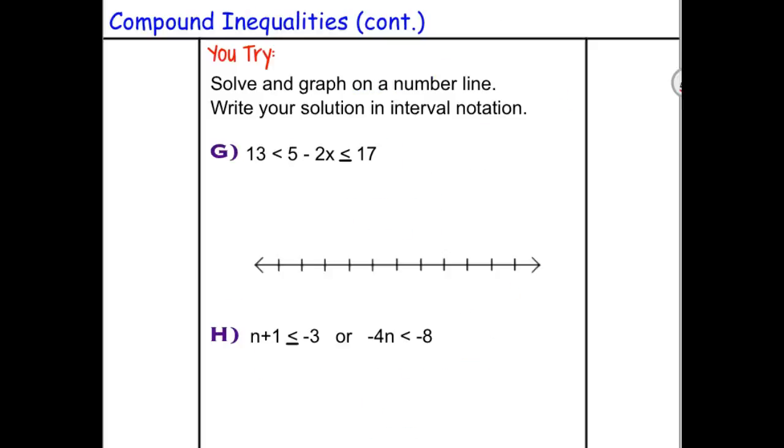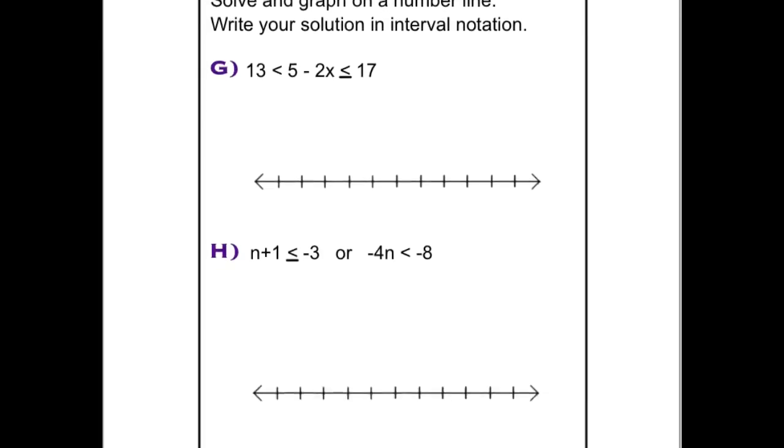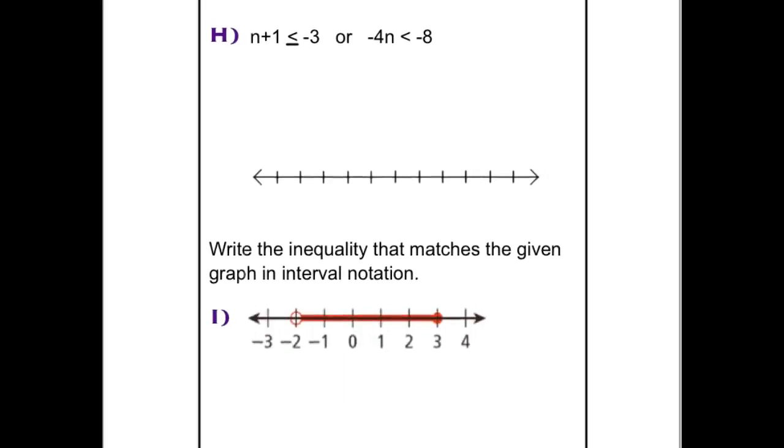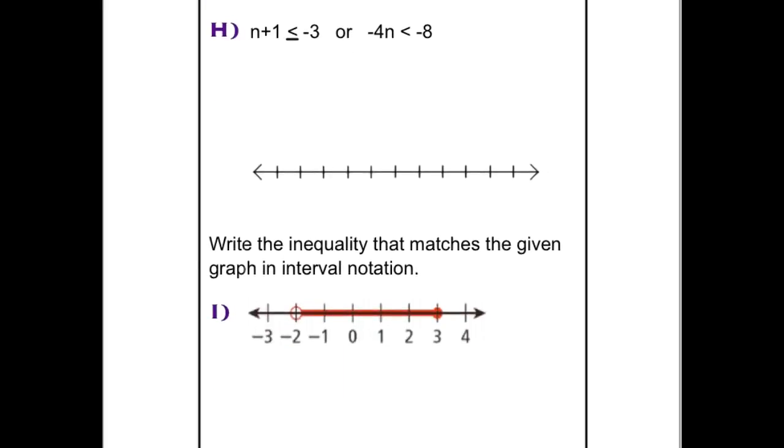So now I want you to try some stuff. We want you to solve and graph these on a number line, write your solution in interval notation. Got those two. And then we've got this one where I want you to write the inequality in interval notation that matches the graph. I know that infinity is something you can't write in Edpuzzle unless you have a math keyboard. So what I need you to do is you can just write the word infinity, and if it's negative infinity, you can put a little negative sign in front of it. And as always, bring your questions to the class.